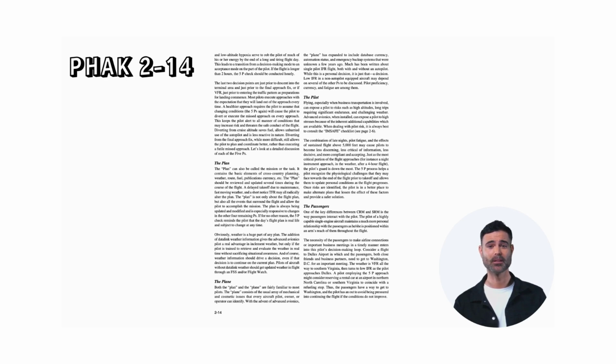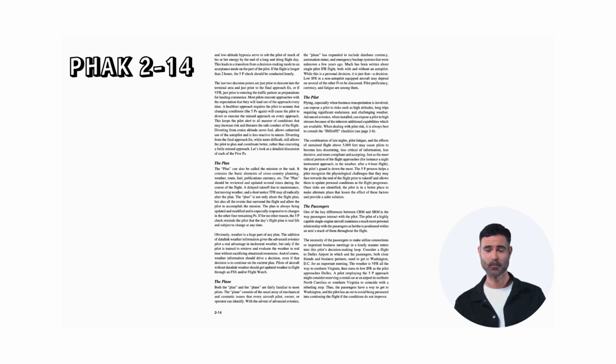This keeps the pilot alert to all manner of conditions that may increase risk and threaten the safe conduct of the flight. Diverting from cruise altitude saves fuel, allows unhurried use of the autopilot, and is less reactive in nature. Diverting from the final approach fix, while more difficult, still allows the pilot to plan and coordinate better, rather than executing a futile missed approach. Let's look at a detailed discussion of each of the 5 Ps.